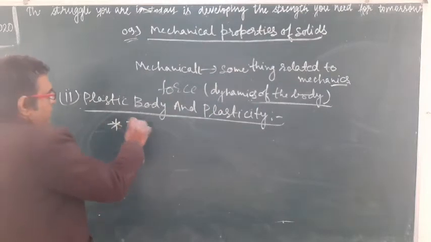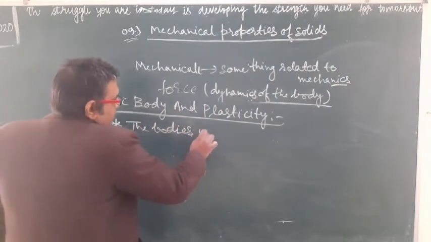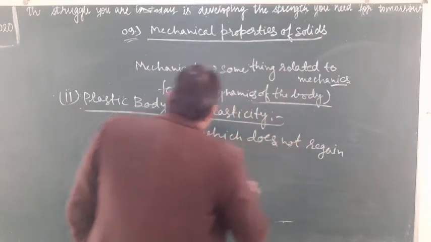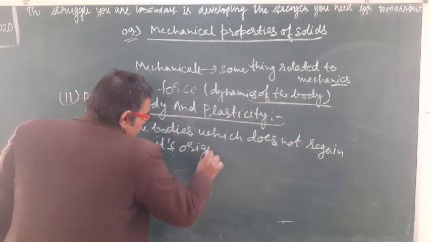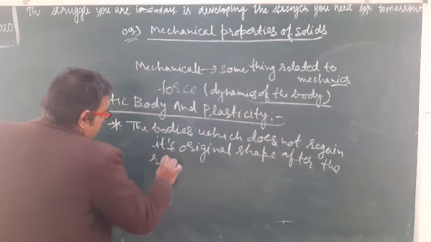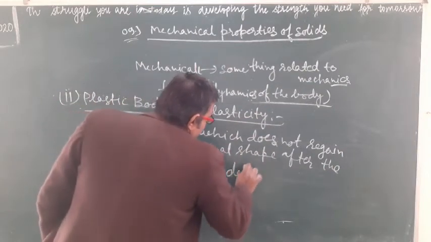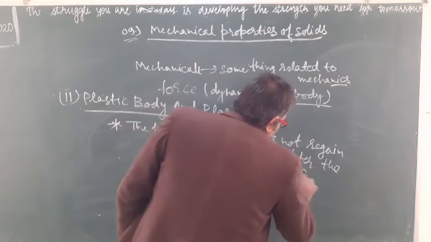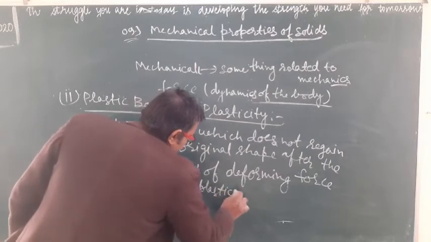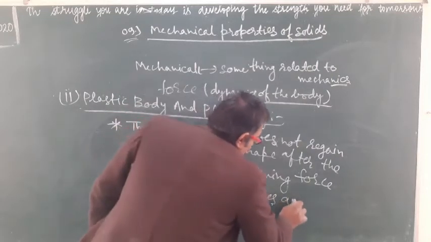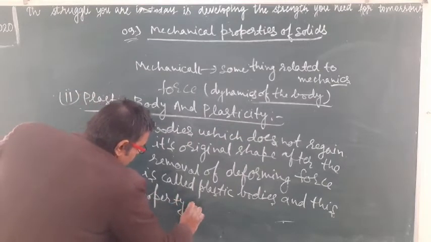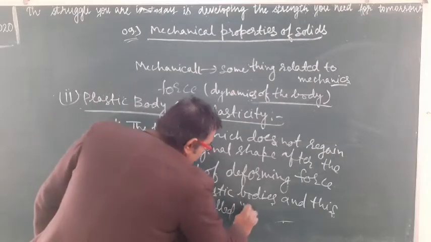So the bodies which do not regain their original shape after the removal of the deforming force are called plastic bodies, and this property is called plasticity.